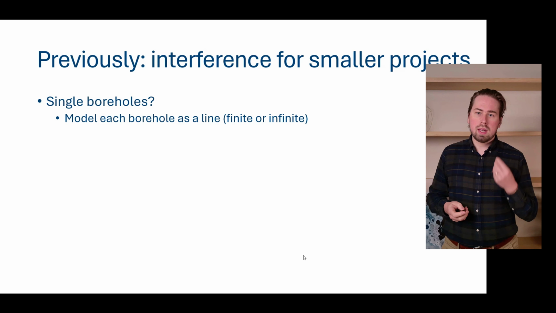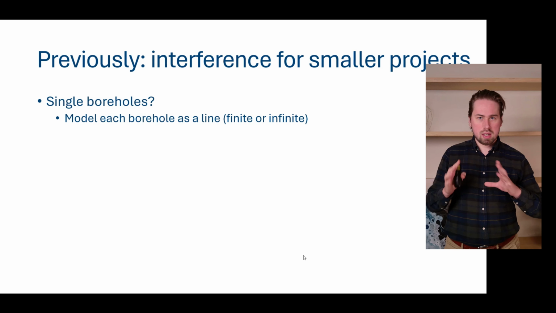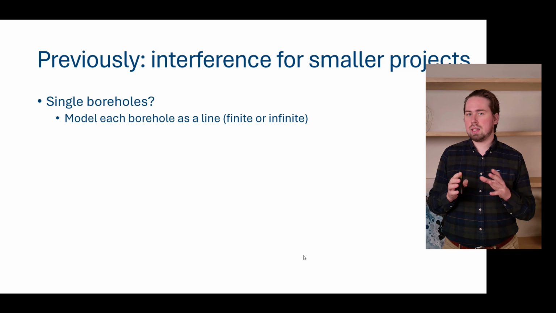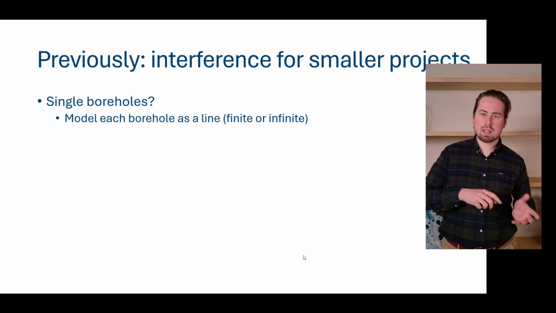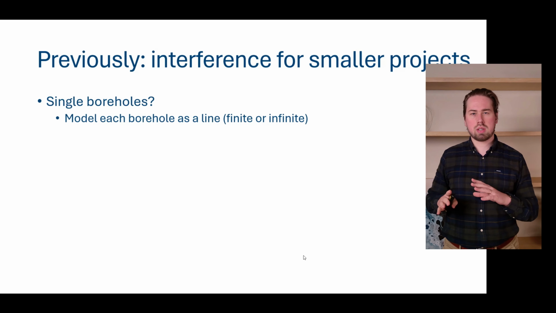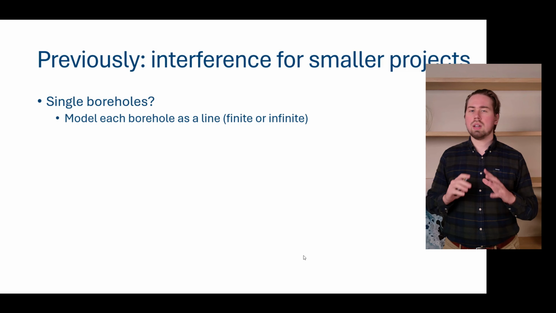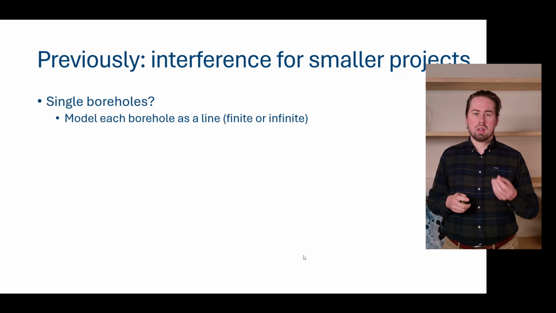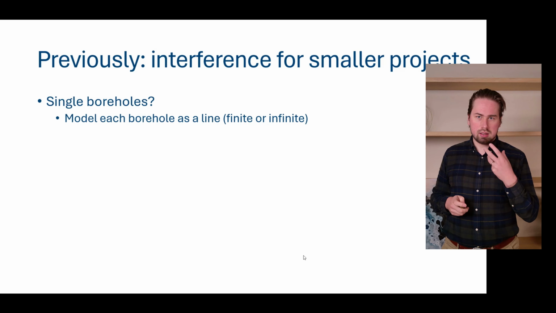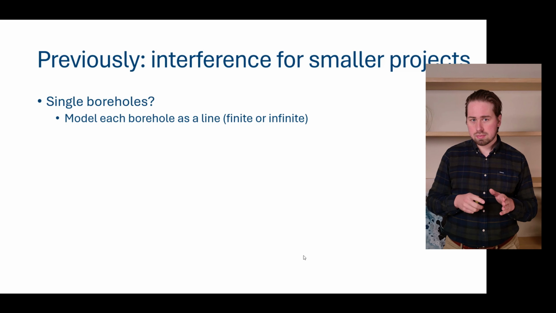And the way we could tackle this is by saying, okay, if we have a single borehole, it's easy, let's model it as a line. And we said, okay, you have the finite line source and the infinite line source, and the finite line source is actually more accurate than the infinite one. If you want more information, please check out our previous video. But the important thing is that we basically modeled every geothermal system as a single borehole.